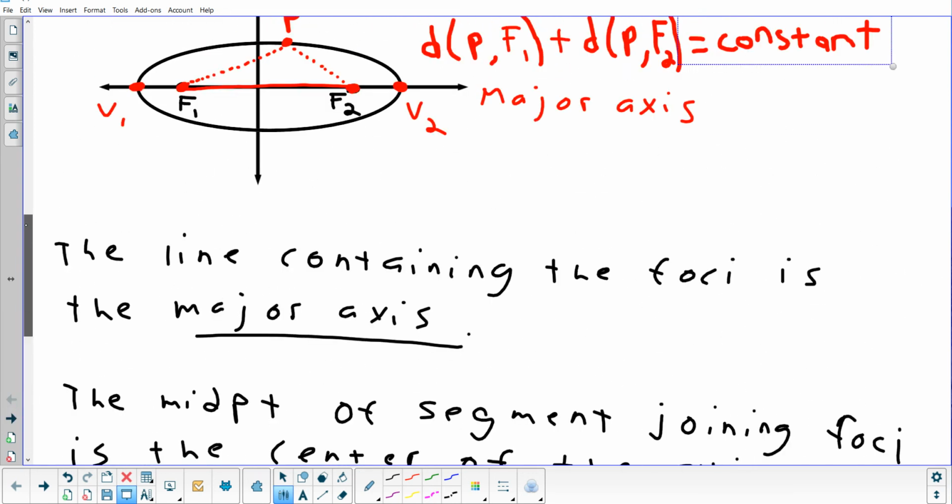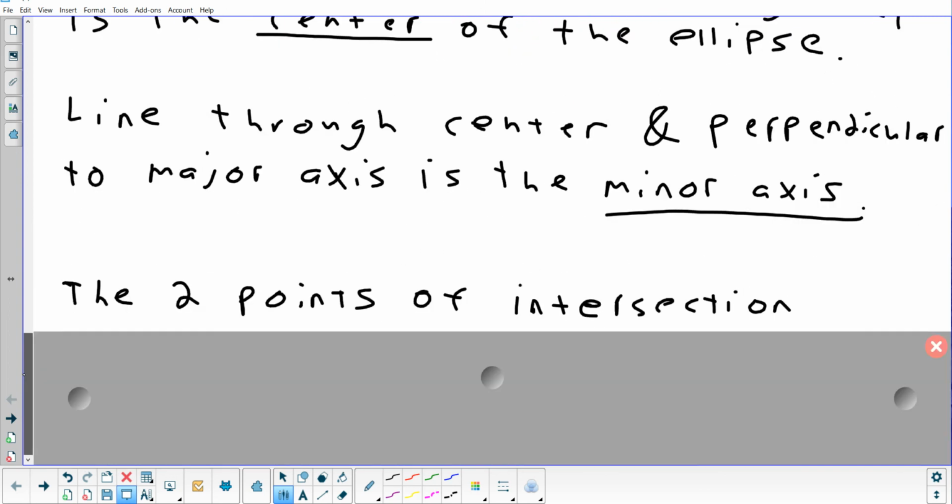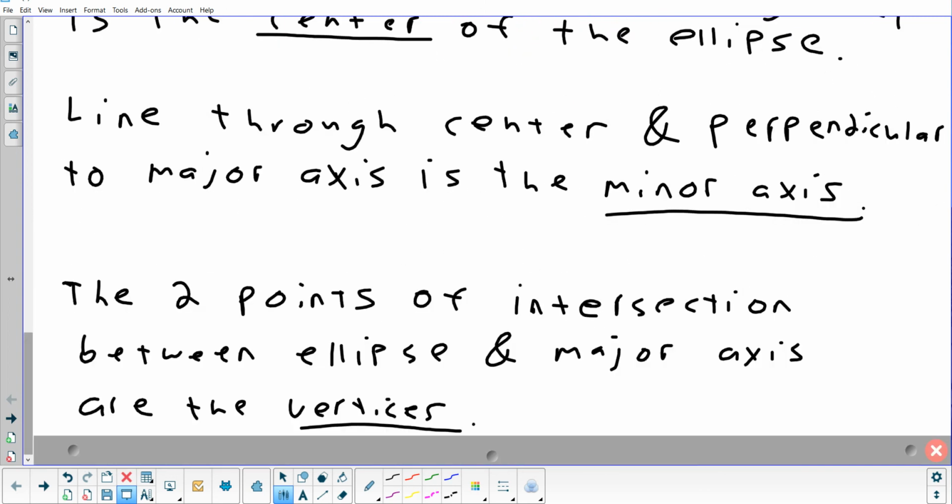Anyone have a guess what those are, since I used the letter V to name them? Yeah, and there's two of them, so those are your vertices. Your vertices are where the major axis intersects the ellipse. So the 2 points of intersection between the ellipse and the major axis, those are the vertices. And I think that covers most of the vocabulary for ellipses.